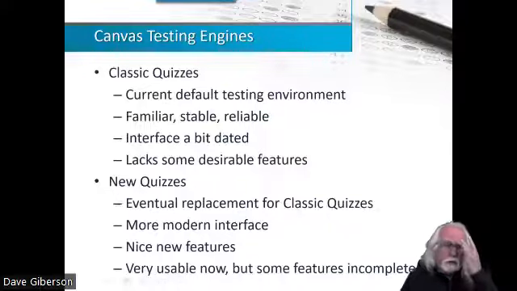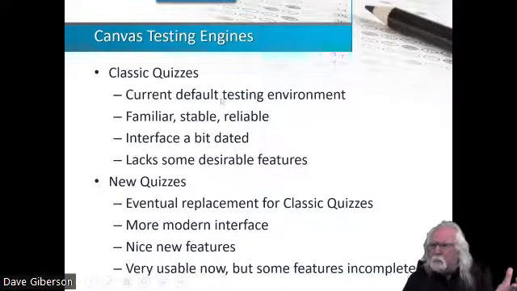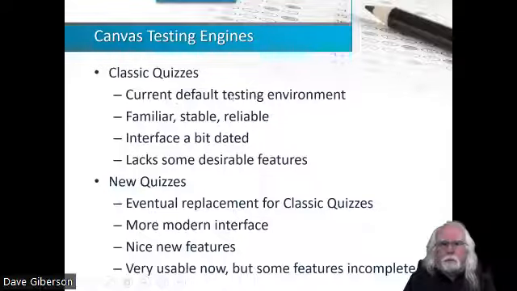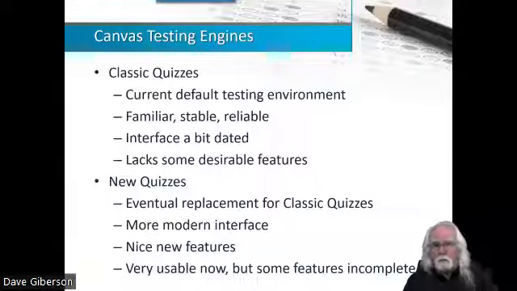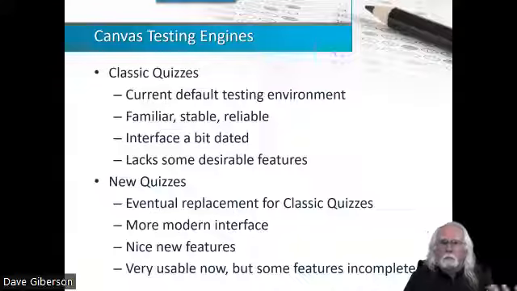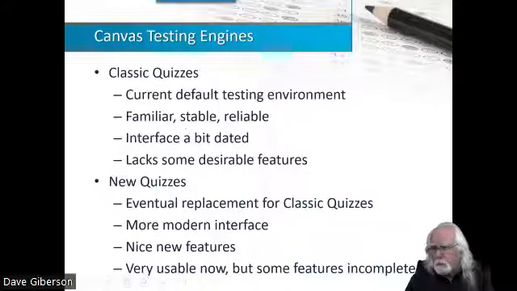Classic quizzes, of course, are the current quizzing engine, the default testing environment. If you don't do anything out of the ordinary, you are using classic quizzes. And we've been using them for quite a while. They're very stable, reliable. Canvas has very few issues with students not being able to access tests or submit them or anything. The interface is getting a little dated as a result. It's been around for quite some time.